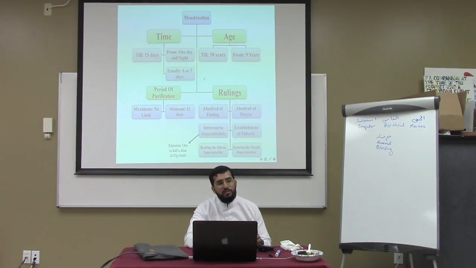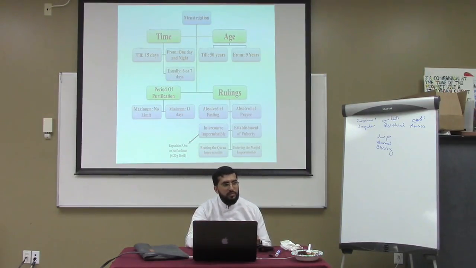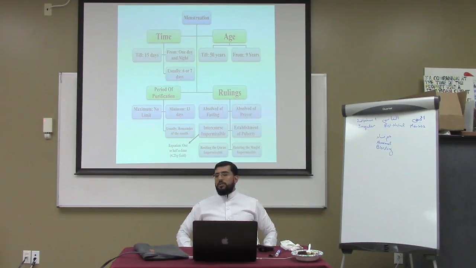Meaning she can bleed for 6 or 7 days, and then for 6 months she has no menstrual cycle again. The usual amount is the remainder of the month. So what's the maximum number of times a woman can have a menstrual cycle in 1 month, according to what we learned? The maximum? Maximum number of cycles in 1 month. 2.